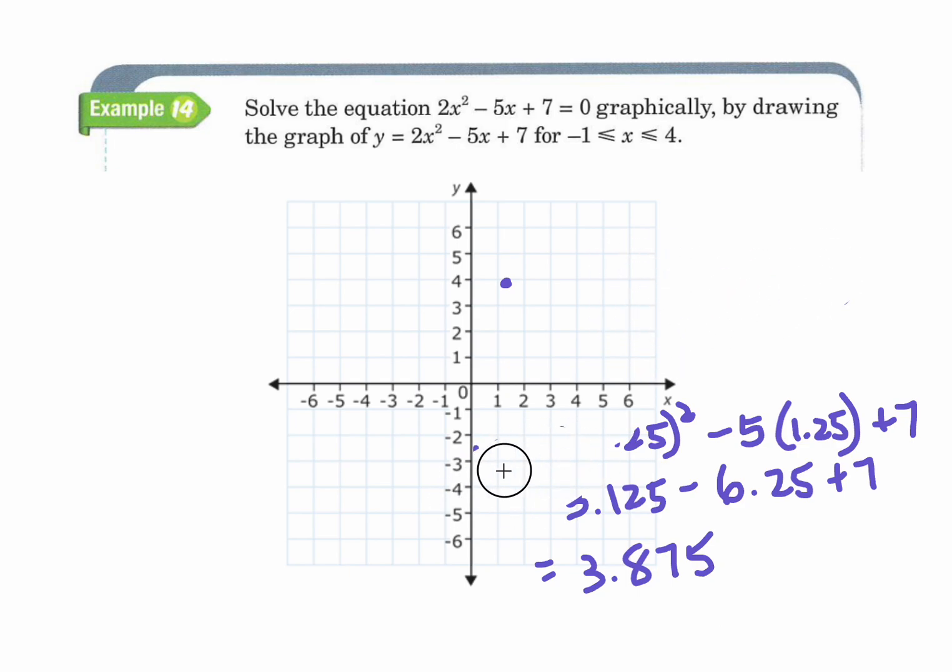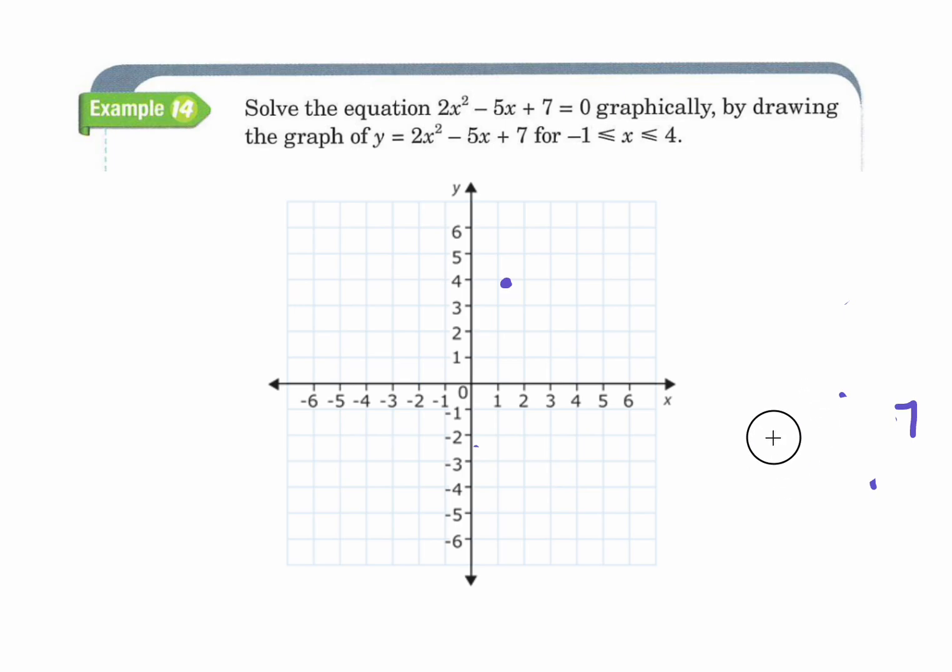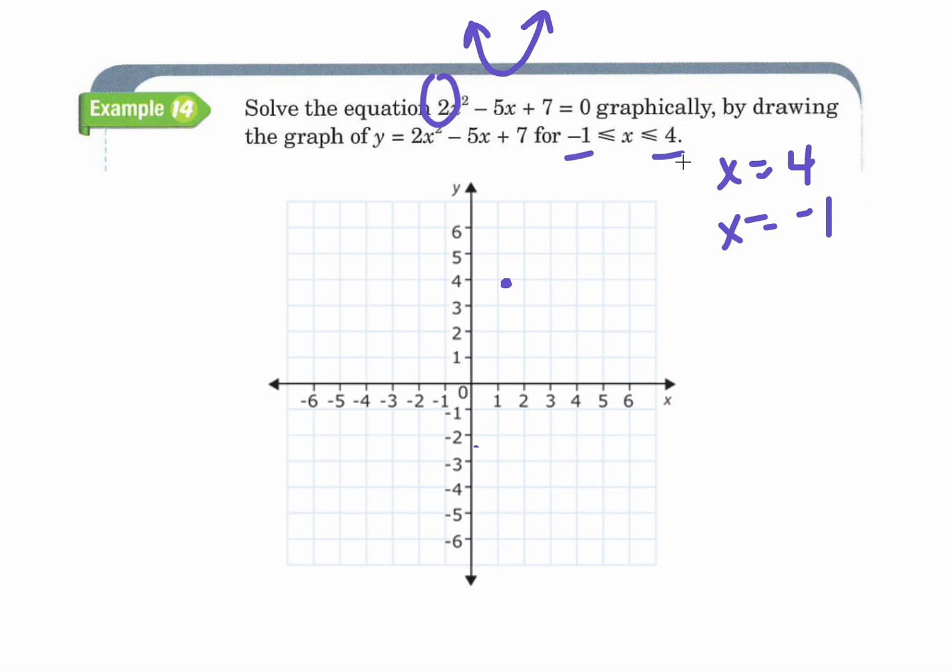And then I do need to get some more information. So let's see. It's going to be opening upwards because this a value is positive. So at this point, I might need my table then. So let me put in x equals 4 and x equals -1. Okay, because those are our boundaries. Okay, so once I figure out those values, then I'll just put in a little curve there, and then we're done.